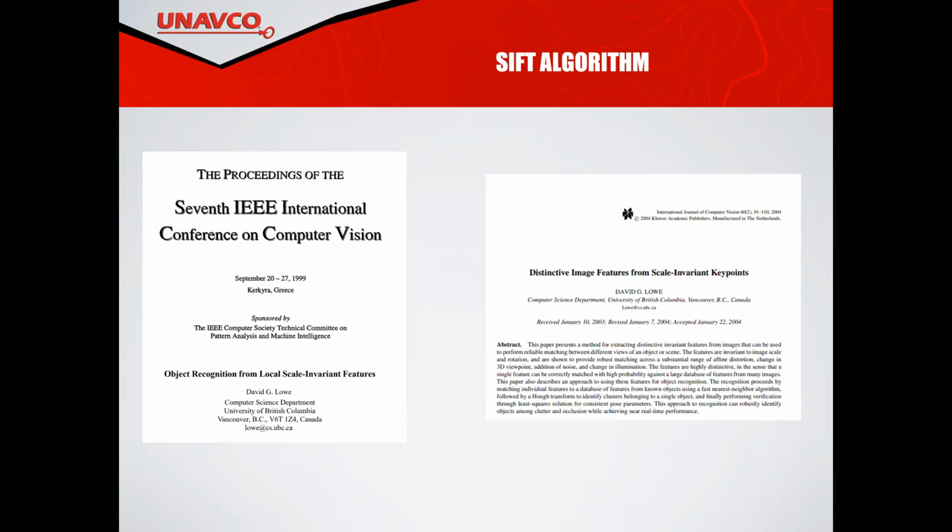The original computer software or kind of code that was written came in 1999. David G. Lowe is the author of this, and it's called Distinctive Image Features from Scale Invariant Key Points. And so that's where this all came from. And it's been in development and kind of been iterating for over 20 years now.